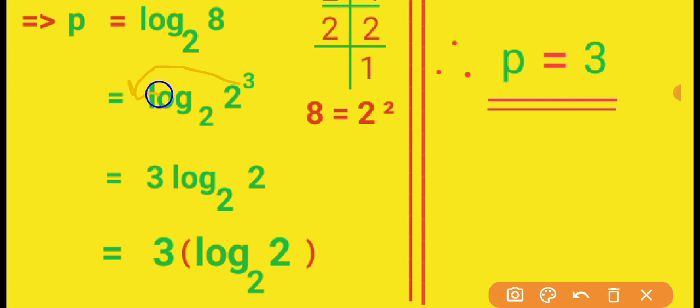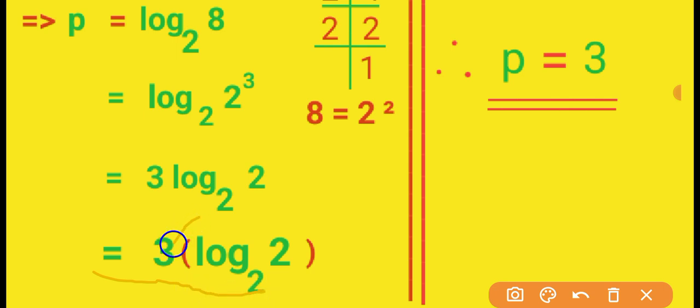As it is indicated in the law of logarithm, what we are supposed to do there is what we have already done here. So the 3 has come down, the 3 is now here. The rest remains as being log to base 2 of 2. So in the next step, we know that we now have 3 into bracket log to base 2 of 2.